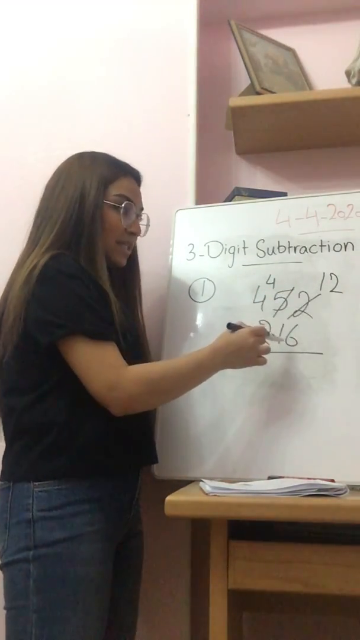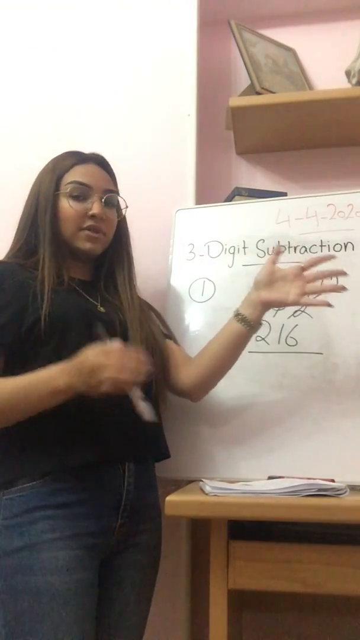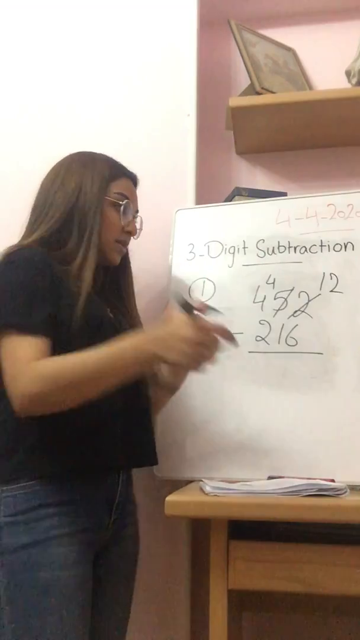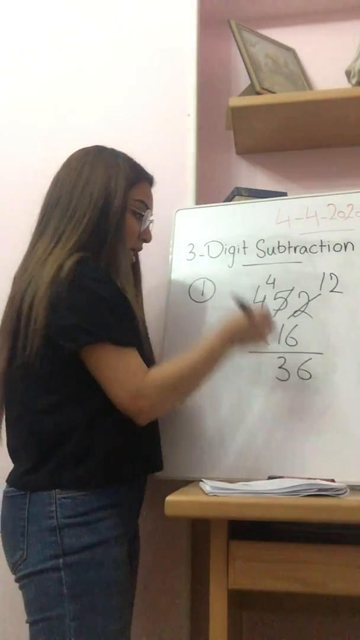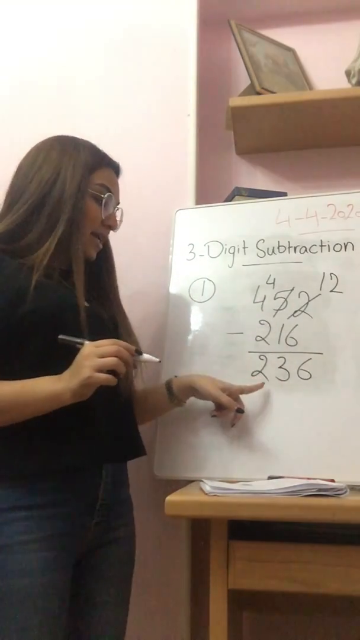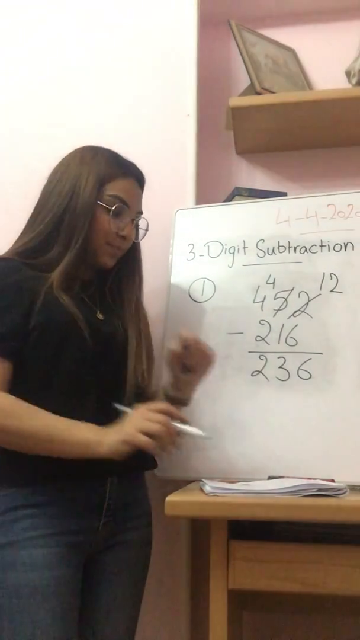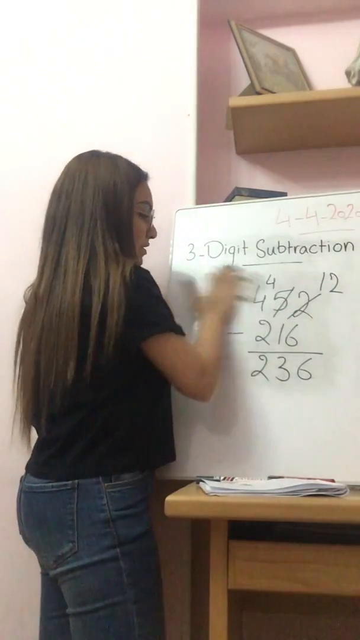So 12 minus 6 is, after 6: 7, 8, 9, 10, 11, and 12. These are 6. The answer is 6. 4 minus 1 is 3, and 4 minus 2 is 2. So my answer is 236. This is the second exercise.